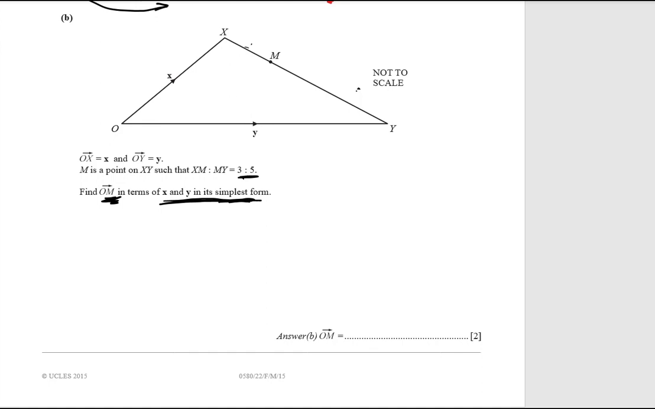So we need this vector, which is from O to M. To find the vector from O to M, definitely we need what? Let us draw right here. This is a vector. Let me add the arrow here. So OM is equal to OX vector plus XM vector. So let me write now: OM vector will equal OX as a vector plus XM as a vector.